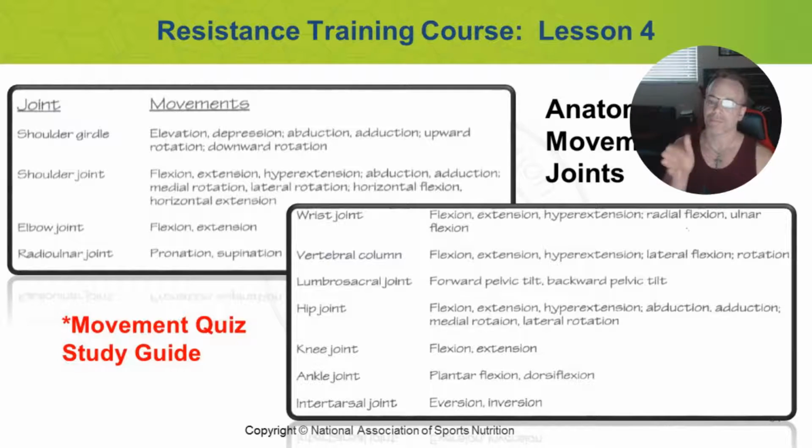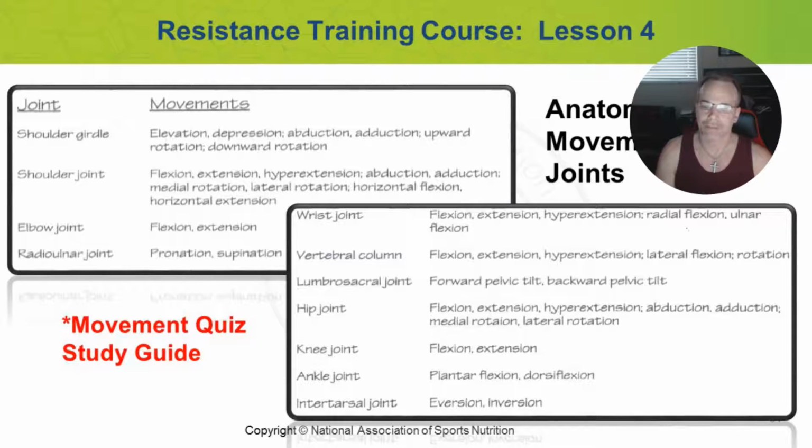Vertebral column, your spine, or your trunk. You could also call the joint your trunk. Flexion, extension, hyperextension, lateral flexion. Lateral flexion means adduction and abduction. Another way of saying adduction and abduction is lateral flexion. And rotation.